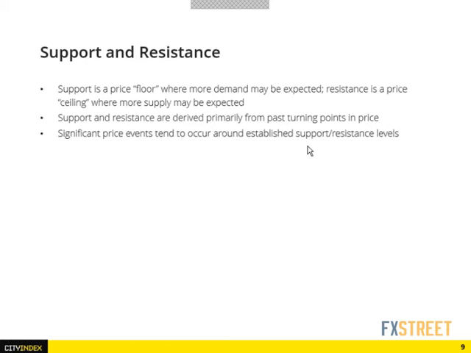So significant price events tend to occur around established support and resistance levels, as I just showed you. Now, for those of you who bought at 1180, that was a pretty good move in hindsight. But in terms of trading with the trend, that was not a trend move. That was just a bounce off of support and resistance. But we do have lots of trend moves.